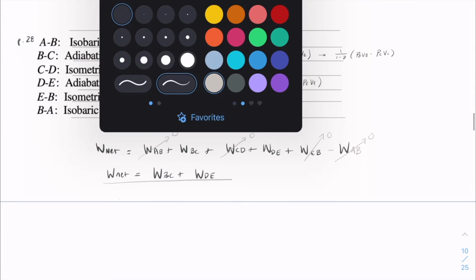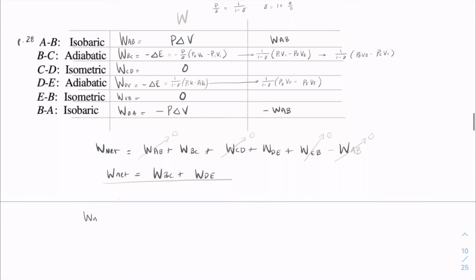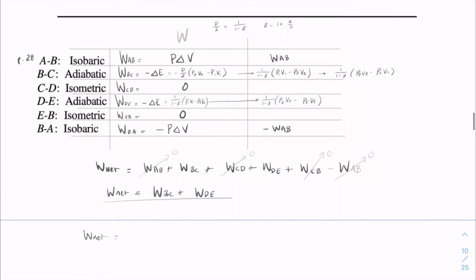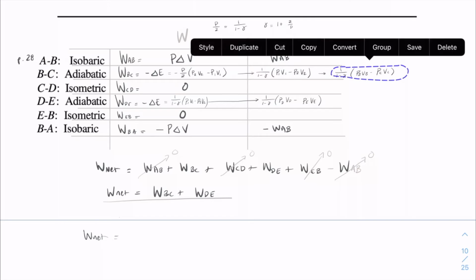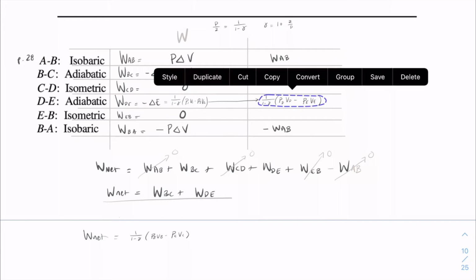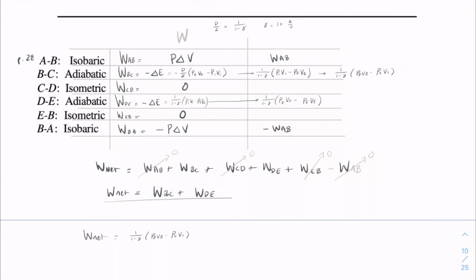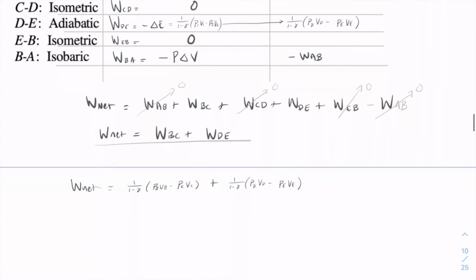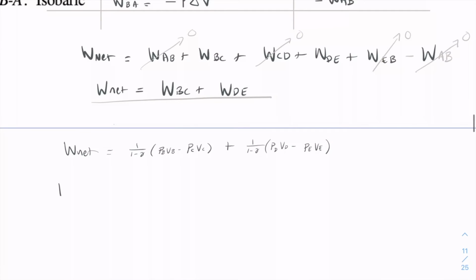Okay, so what is my net work? W net. So what's left? So I have BC. Okay, so I'm going to take what I got for BC, copy and paste. Okay, W_BC, and then I have W_DE, right? So I just have the work from the two adiabatic processes. Okay, add those together. So now I'm going to group like terms, and then I'm going to look and see if my answer is in the form that the problem asks for. And if it's not, ask myself what I need to do to get it that way.